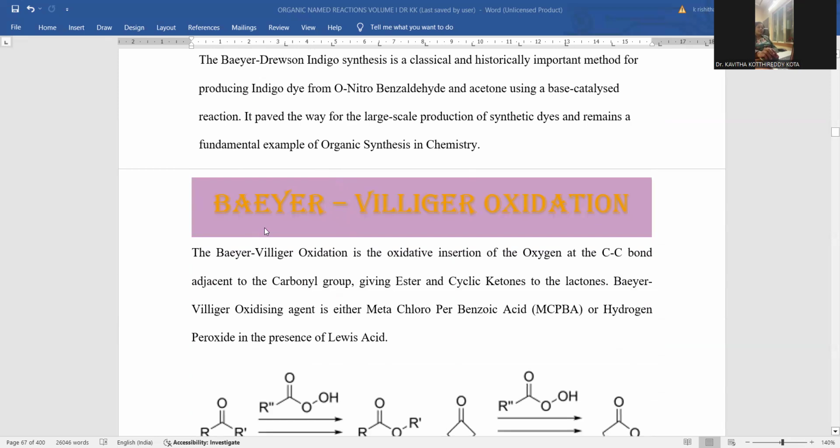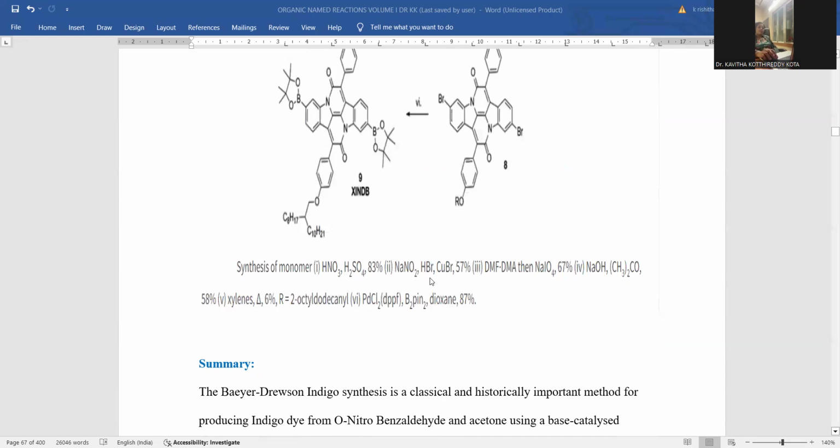So in the next session, we will go with the Baeyer-Villiger oxidation. Again, it is an organic named reaction. So we will discuss it in the next session.